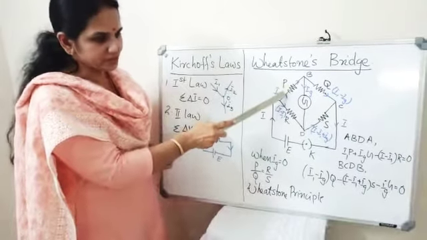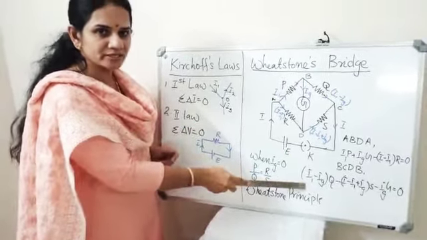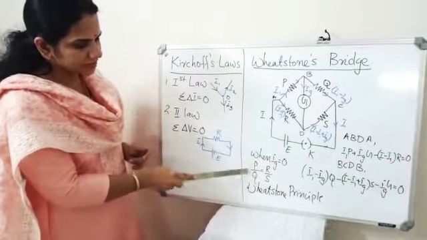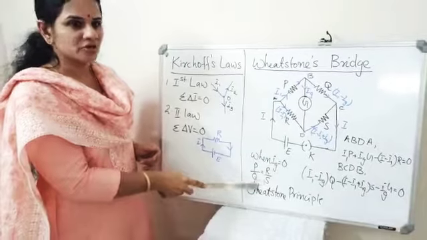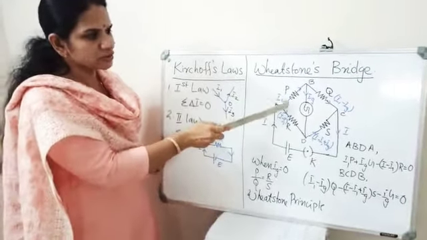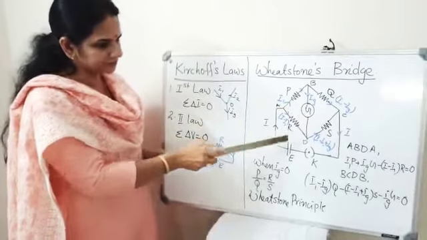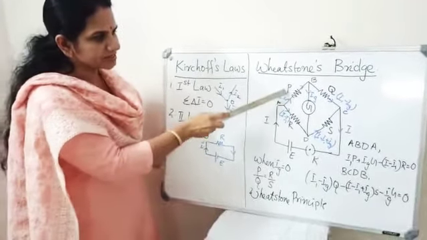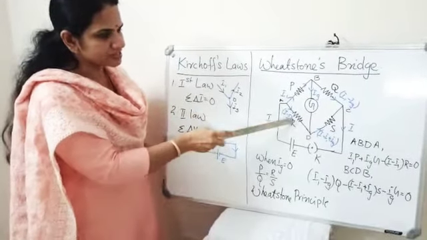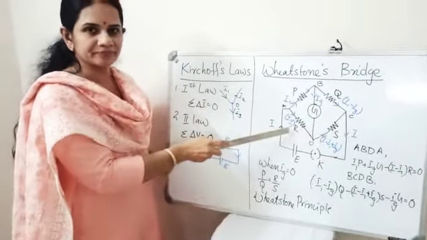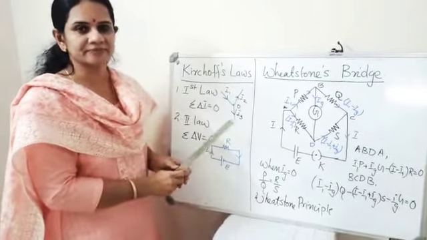Applying this condition in these two equations and solving, we get P by Q is equal to R by S. That is, when the galvanometer shows 0 deflection, with no current passing through the galvanometer, the ratio of resistance in the upper arm is equal to the ratio of resistance in the lower arm. And this condition is called Wheatstone principle.